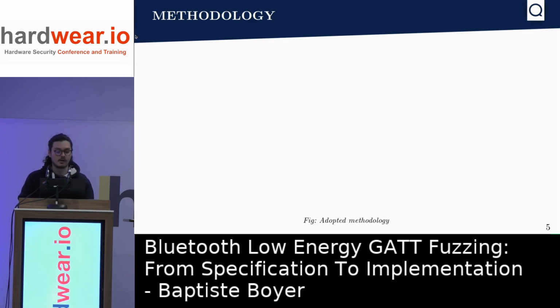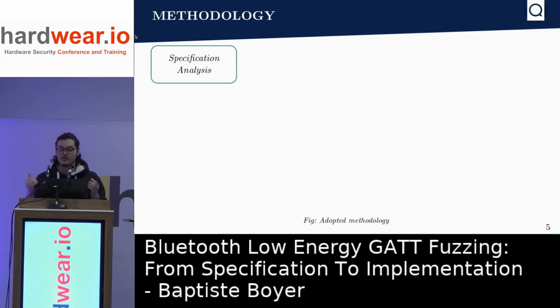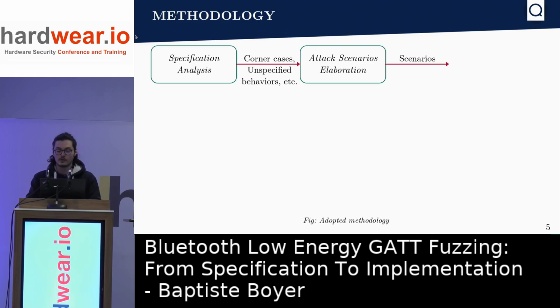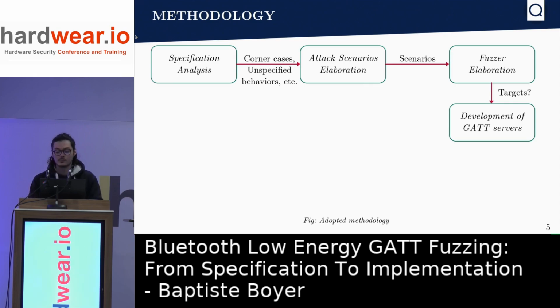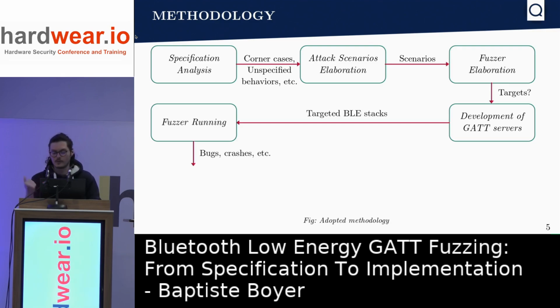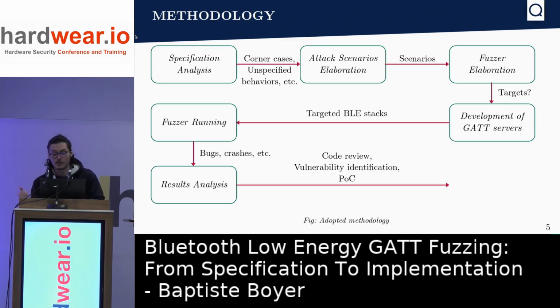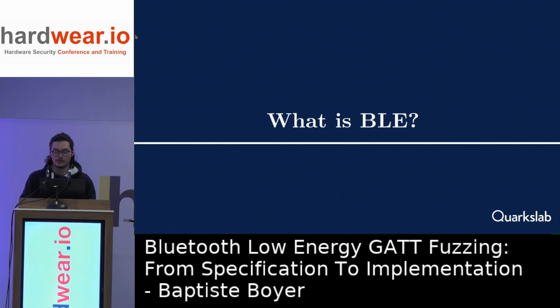Also, at the beginning of this work, we defined a methodology to be adopted. We started with the analysis phase of the specification. From this, we identified the corner cases and unspecified behaviors. From these, we elaborated our attack scenarios. From these scenarios, we elaborated our fuzzer. And then we had to decide which targets to focus on. Spoiler, we decided to go for open source BLE stacks. Then we had to develop our GATT servers. We ran our fuzzer on these GATT servers. We obtained bugs and crashes. Then we had to do the analysis of the results. We also had to do a lot of code reviews and vulnerability identification. And then the last phase was to report all our findings.